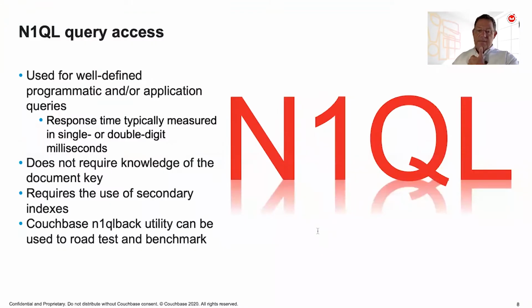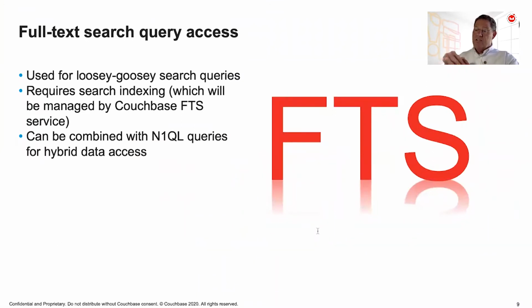We also have full text search query access. Now I'm listing kind of the possibilities here for what your typical application will have. It will have key value access, maybe some query access, and maybe you've got a little search bar in there or something, right? And the search bar is used for your loosey-goosey search queries. You do have to build an index. The good news is that index can be built right in Couchbase. So you don't have to send it off to a third-party search with all of the latency and things that are associated with that. You can also combine these search queries with N1QL queries for hybrid kind of access, which can be very useful to you as well.